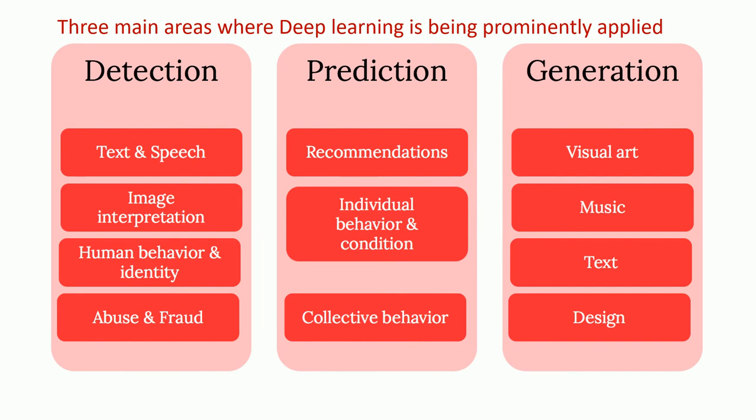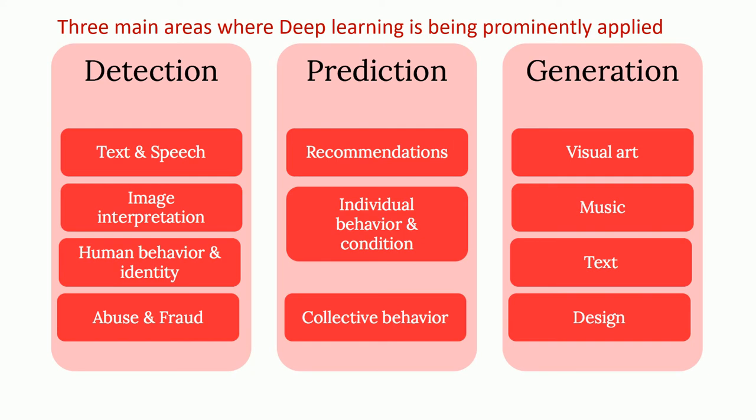These are the three main areas where deep learning can be prominently applied. One can be detection, one can be prediction, another can be generation, right? So we can detect something in speech and text as well as an image. We can detect the human gait or personality or behavior. And there are also applications in abuse and fraud, like online fraud or message spam. These things will be covered under detection.